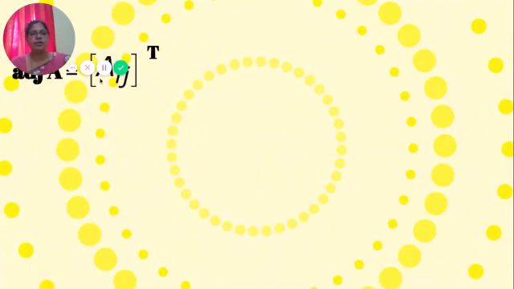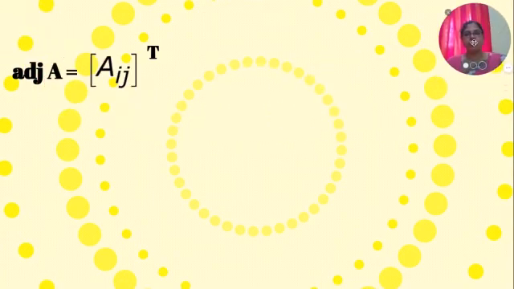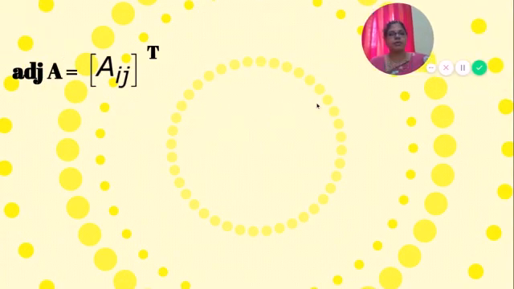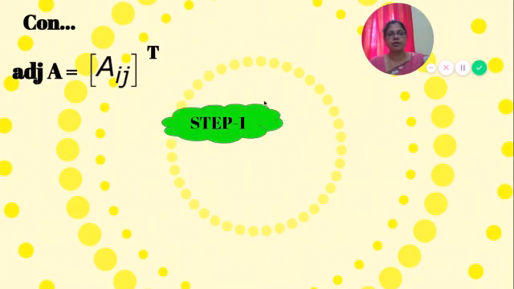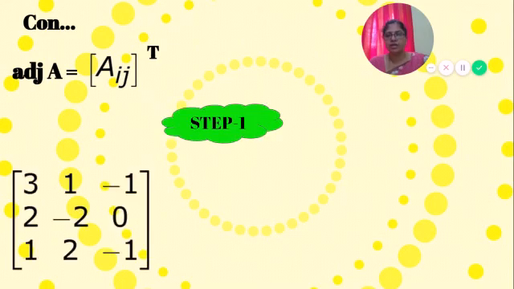Adjoint A is equal to (Aij) the whole transpose. There are two methods to calculate the adjoint of a matrix of order 3. I am using the second method. You can also use the first method.